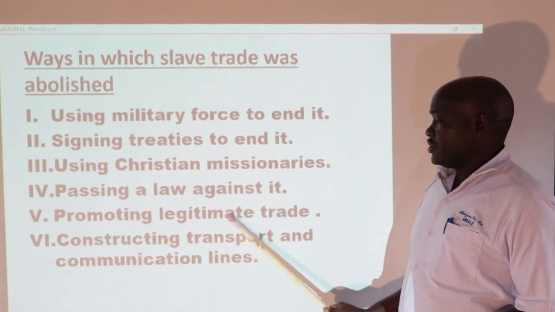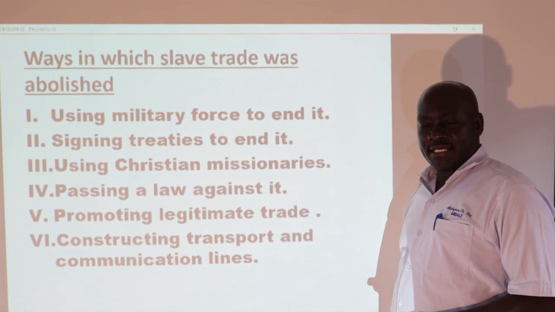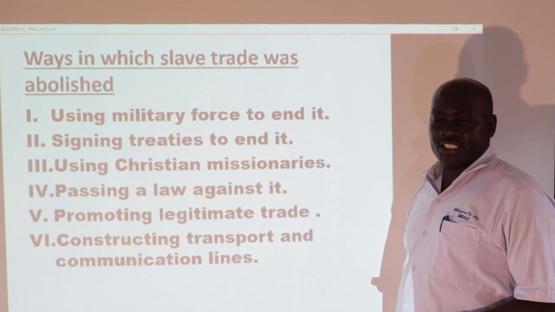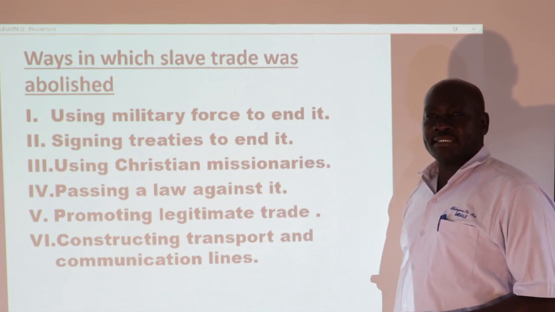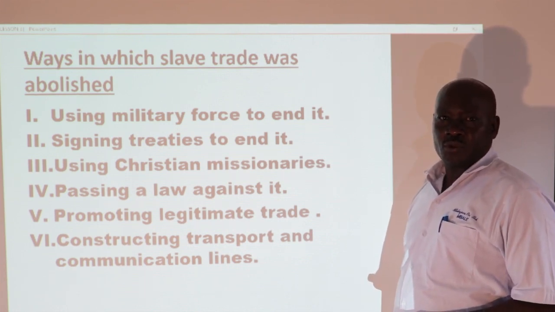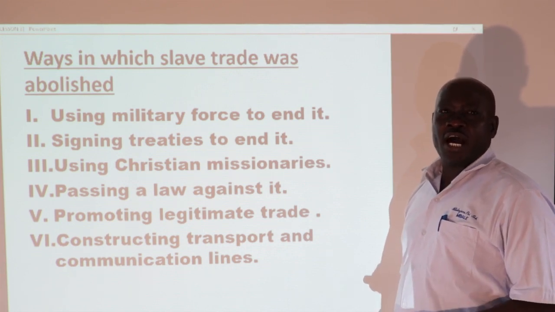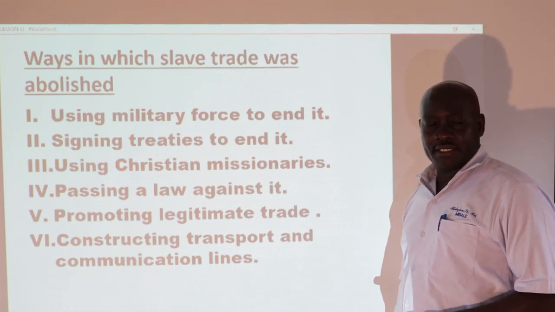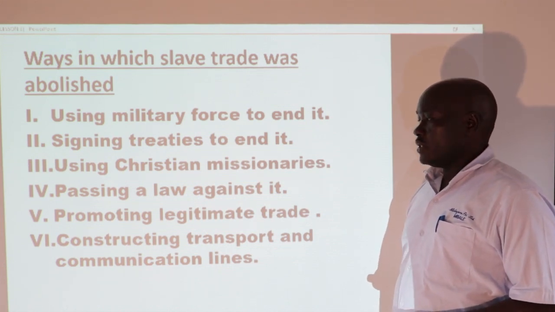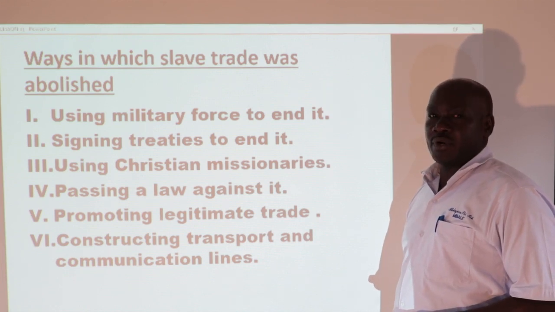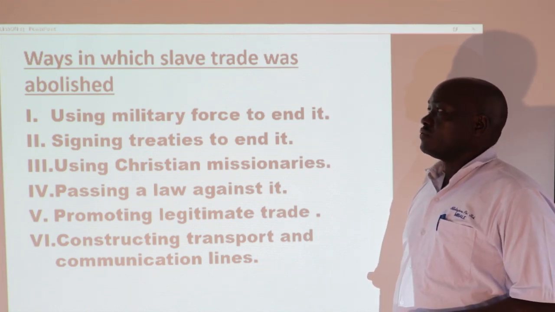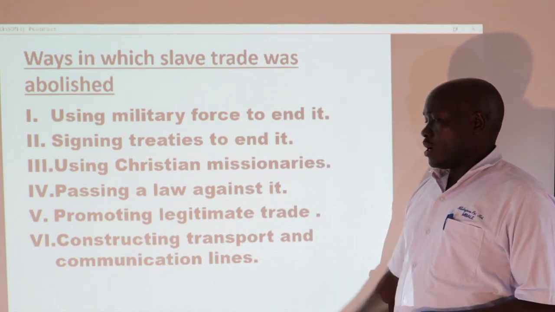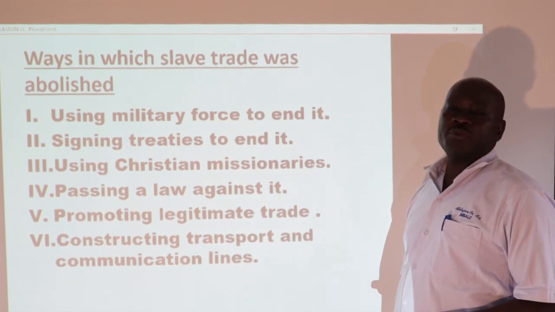Then promoting legitimate trade, meaning that since they introduced legitimate trade, it was an act of dealing with the accepted goods, which countries in the world were happy with. There was no torturing of human beings, not like this one of selling human beings. So this one was another way of abolishing slave trade.